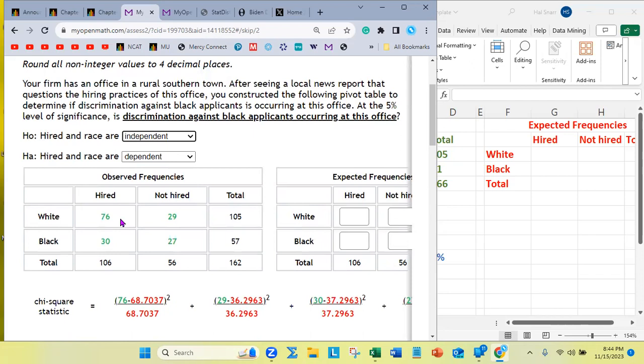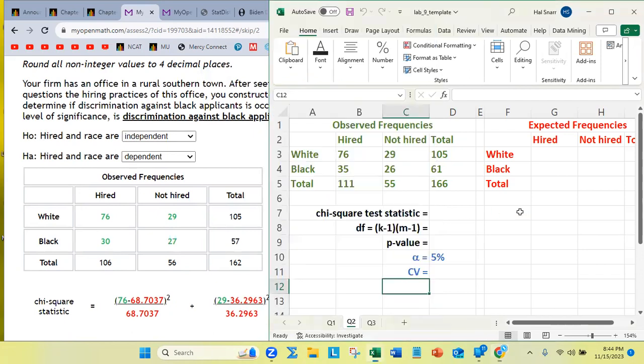Now, in the observed frequency table, the data had 76 applicants who were hired and white. So that's that number right there, right? It also had 29 applicants who were white and not hired. And then it had 30 applicants who were Black and hired. So I got to change that to 30. And it had 27 applicants who were Black and not hired.